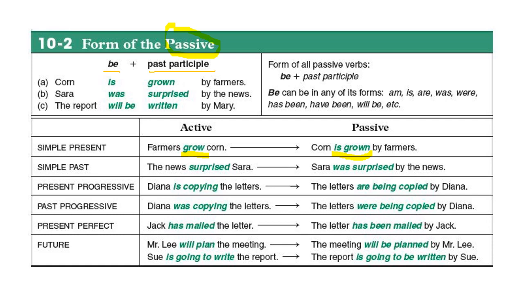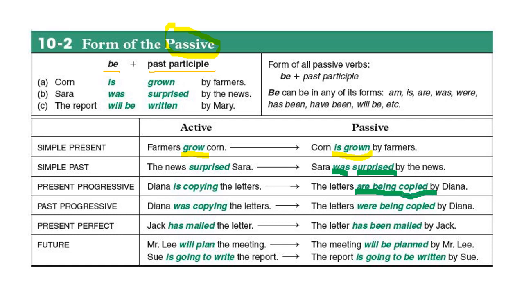Surprised is simple past. So here, I need to write with simple past, and the simple past of is is was. So Sarah was surprised by the news. Again, surprised in the participle form. But look at this one, because here we have Diana, which is singular, and the letters, which are plural. Diana is copying the letters. This is present progressive. So now remember that the subject becomes the object. So now the letters. The letters are being copied by Diana.